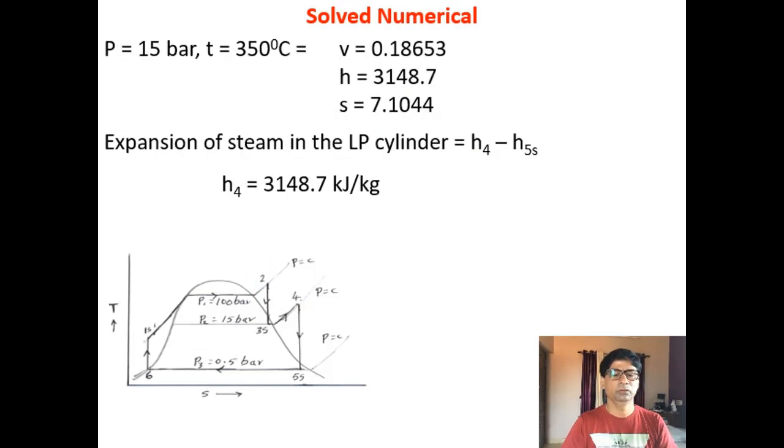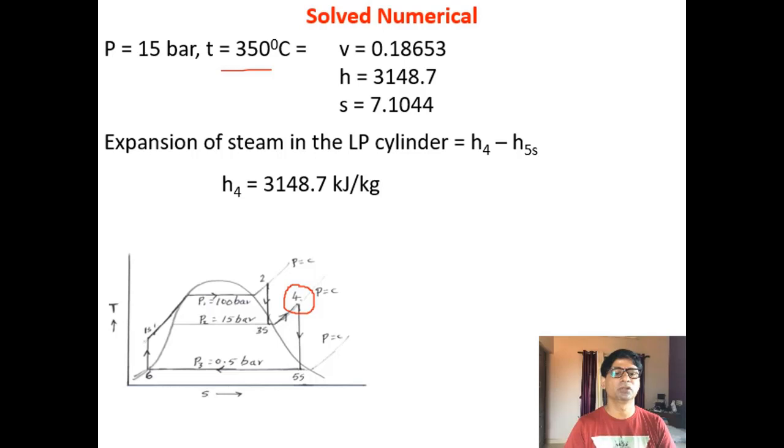Okay, now you have to find out H4. So how do you find out H4? So 15 bar and this temperature is 350 degrees Celsius. So at 15 bar, if I check 15 bar, saturation temperature is 198.28 degrees Celsius. Given temperature is 350 degrees Celsius. So it is superheated steam.